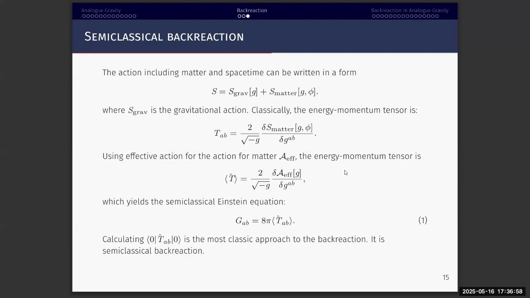Is it the full Einstein tensor or just the top one? So this is just the Einstein equation. What is confusing is that there is a real gravity backreaction and there is an analog gravity backreaction. I didn't explain analog gravity yet. So this is the real gravity backreaction equation.